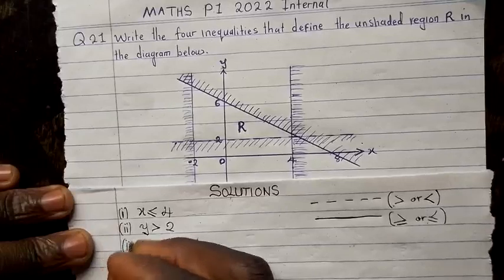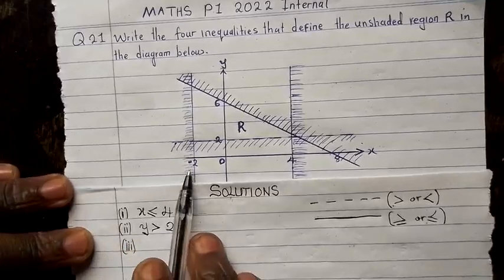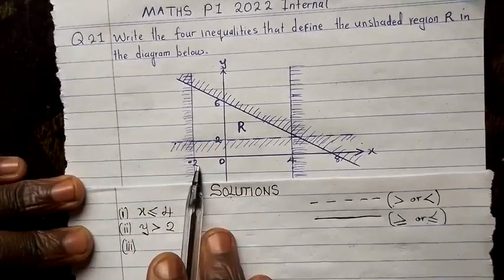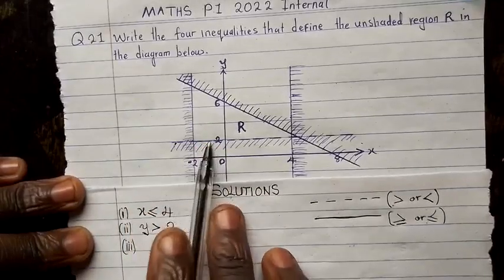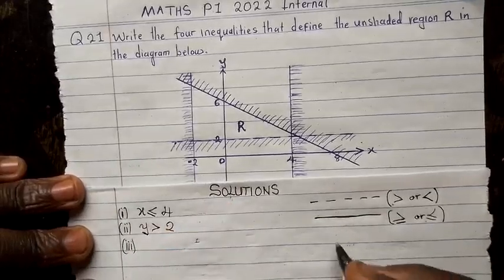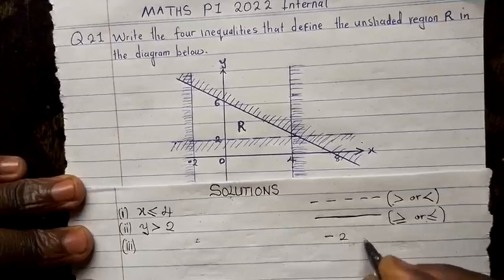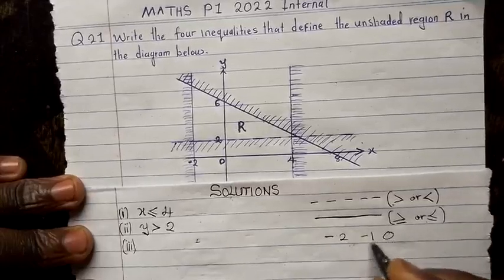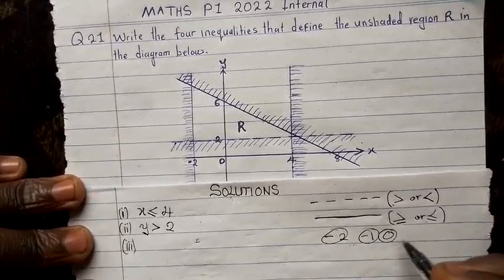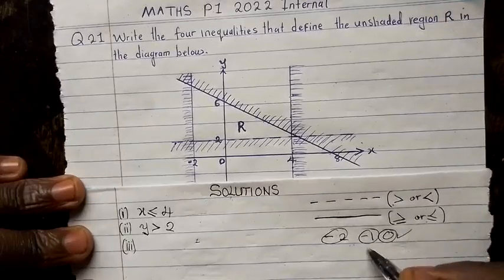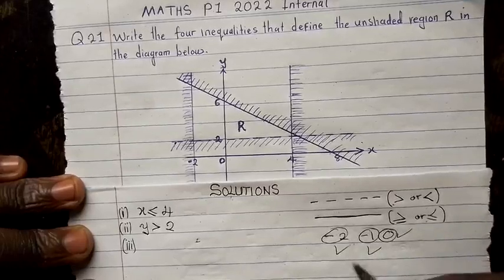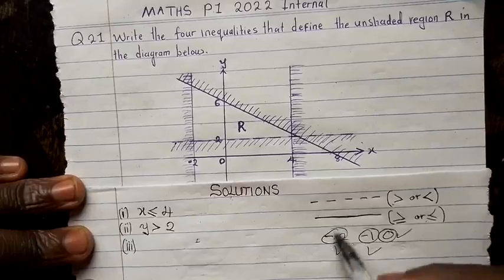Okay. Then the next one, we also need to answer this one. Now as you can see, this line here is cutting where? At -2. Then the part which is not shaded here, you need to identify if it is greater than or less than. Now what usually happens to the negatives is like this. If you're having -2, -1 and 0, which one here is bigger? The biggest number here is what? 0. Followed by what? -1. Then lastly, it's what? -2.